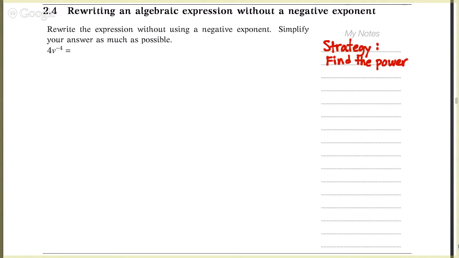So the strategy here is we've got an expression 4v to the power negative 4. And we want to rewrite it in a way that has no negative exponents in it. So the strategy is what I like to call find the power. And what I mean by that is we need to know where the arithmetic is actually happening in the expression 4v to the negative 4. And once we've located it, what we're going to do is change in the exponent what used to be an operation we can think of as subtraction into an operation we can think of as addition instead. In other words, trading a negative number for a positive number.